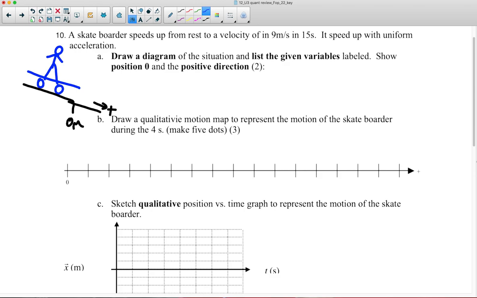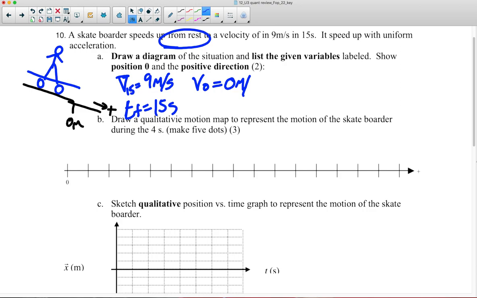We also have to list the given information. 9 meters per second represents the final velocity, or the velocity at 15 seconds. Our change in time, or final clock reading, is 15 seconds. But there's one other thing hidden in here a little with the words "from rest." And that means the velocity at time 0 is 0 meters per second. And then they're going to ask us what to find later.